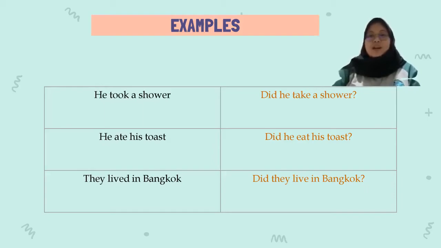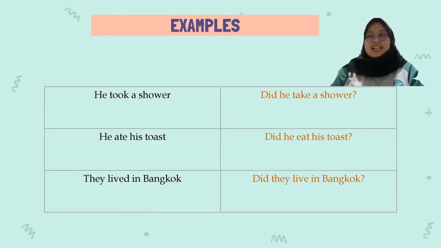So, these are examples of infinitive words. As for the black one, it is a simple past tense. For example, he took a shower. Then the interrogative form, did he take a shower? We add the question mark at the end of the sentence.